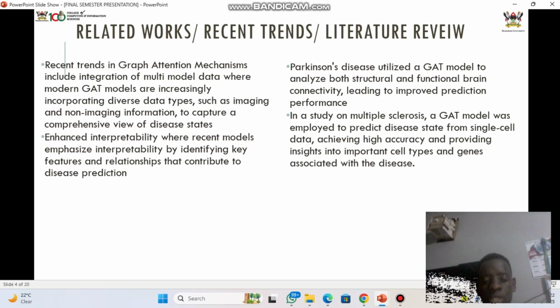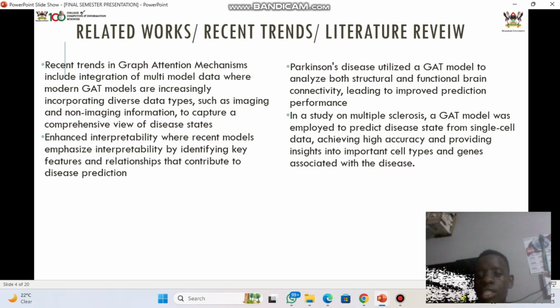To give an example, in one study a multiple GAT model was employed to predict the disease state from single cell data, achieving high accuracy and providing insights into important cell types and genes associated with the disease. To compare with our dataset, we have the genotypes that we are actually comparing in predicting this disease spread.